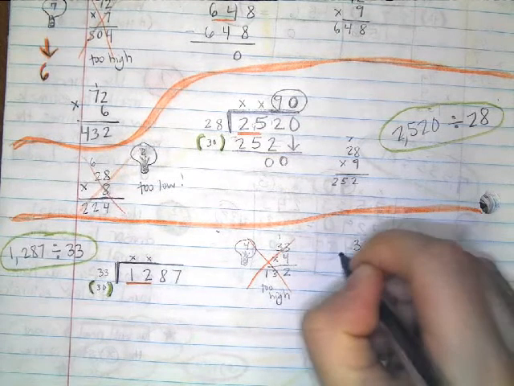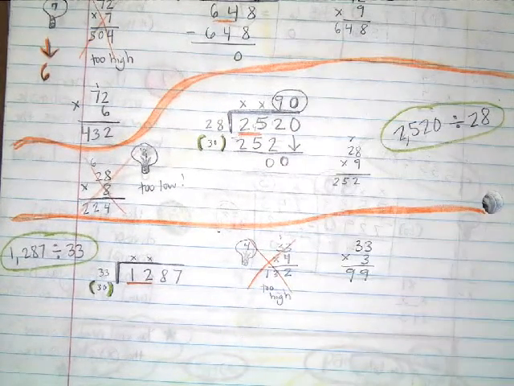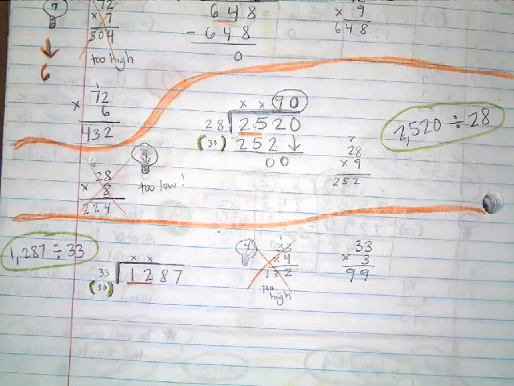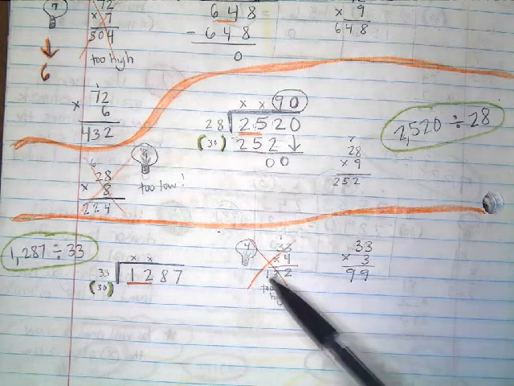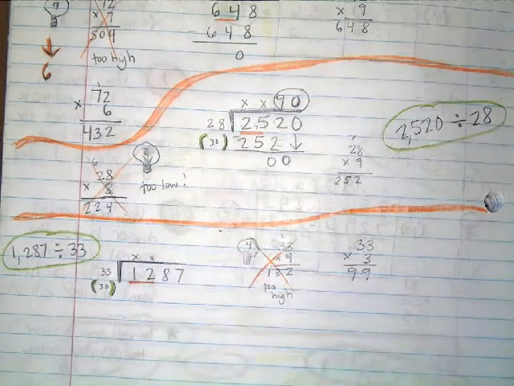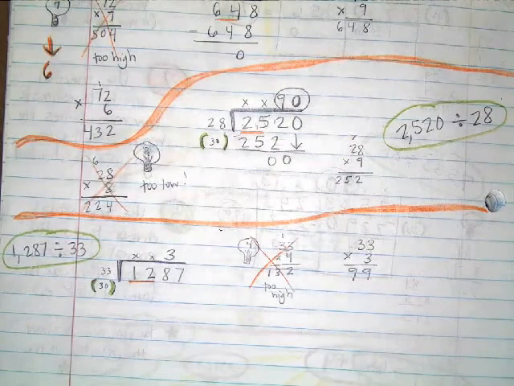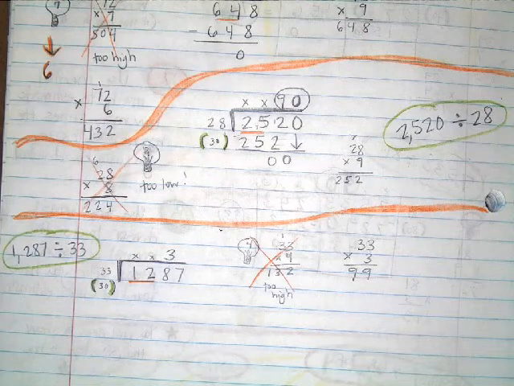So let's try the next lower down. Let's try a 3. Go to the original number and write 33 times 3. Some of you can just do this one in your head, but it's 99. Is 99 going to go into 128? Yes, that would work. Remember, 4 was too high. So it's 3. 3 goes in my quotient line above the 8.